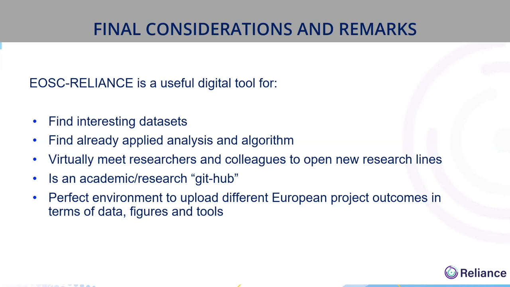So what we found out is that we found some interesting data sets, not so common, not open, and we wanted to share them. We applied analysis and algorithms that we also uploaded to our platform. And this is also useful to virtually meet some researchers that are working on the same topic, or who have different data that can be joined and combined with ours in terms of tourism flows in Venice. We personally think that this is kind of an academic research GitHub where we can put everything, analysis, algorithms, data sets, and other people can reuse them or ask us how they can reuse them.